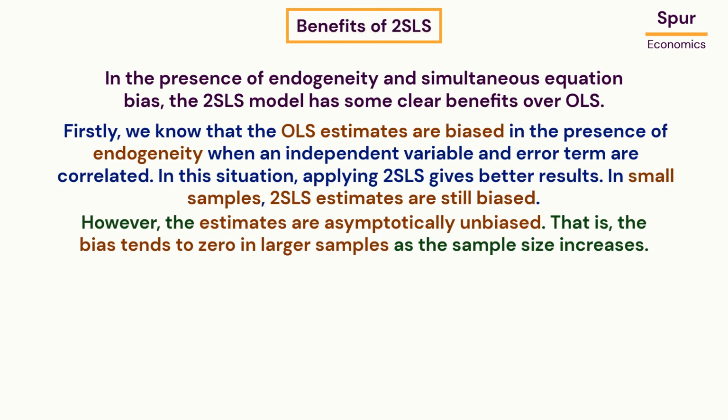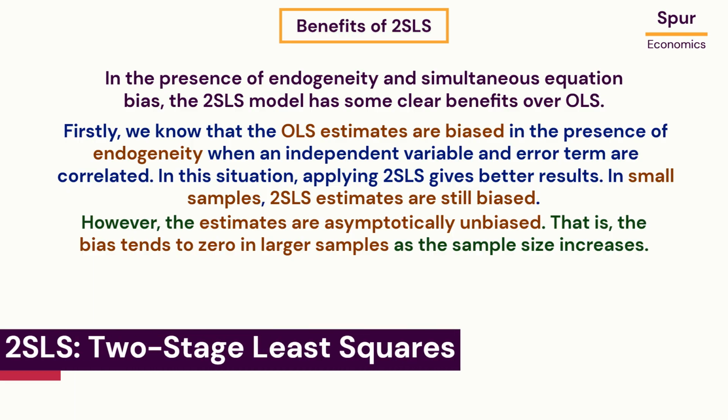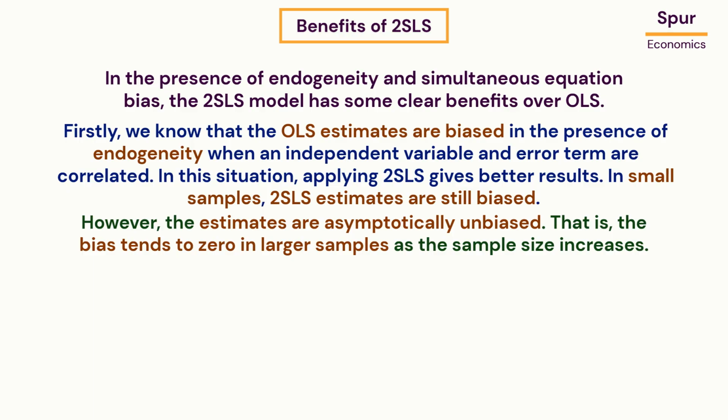In the presence of endogeneity and simultaneous equation bias, the 2SLS model has some clear benefits over OLS. Firstly, we know that the OLS estimates are biased in the presence of endogeneity, when an independent variable and error term are correlated. In this situation, applying 2SLS gives better results. In small samples, 2SLS estimates are still biased. However, the estimates are asymptotically unbiased. That is, the bias tends to zero in larger samples as the sample size increases.